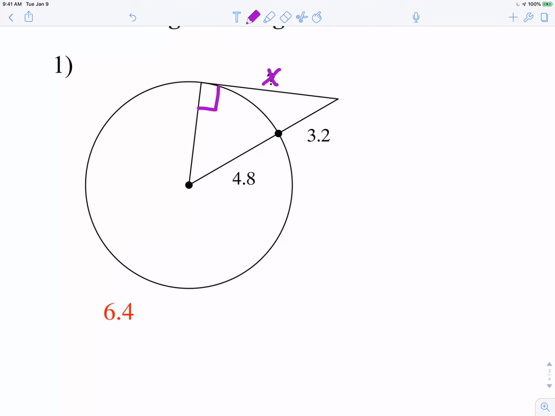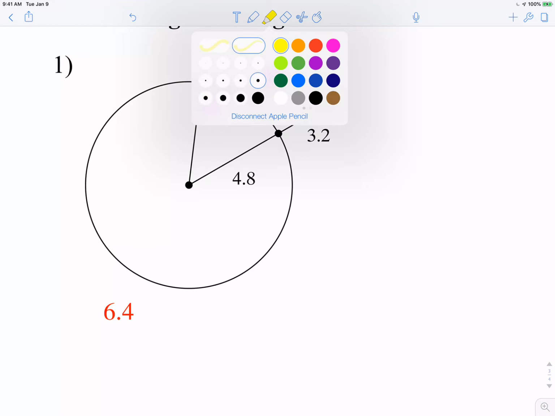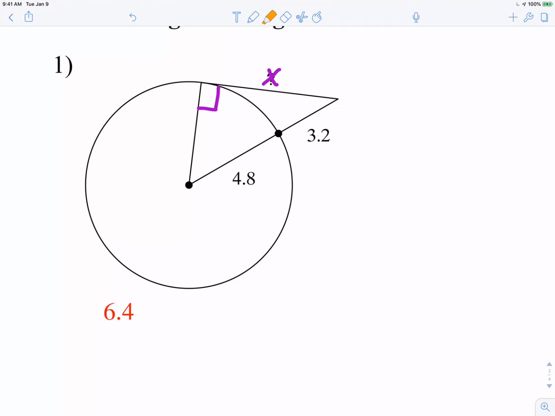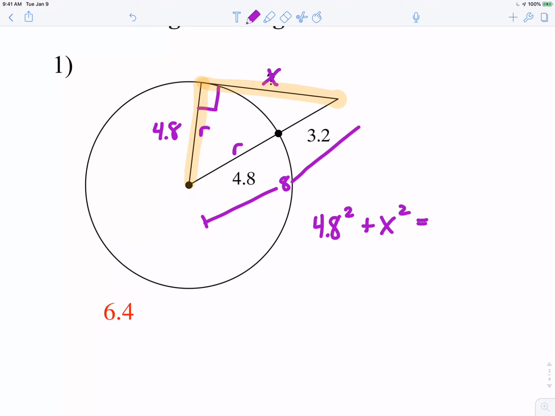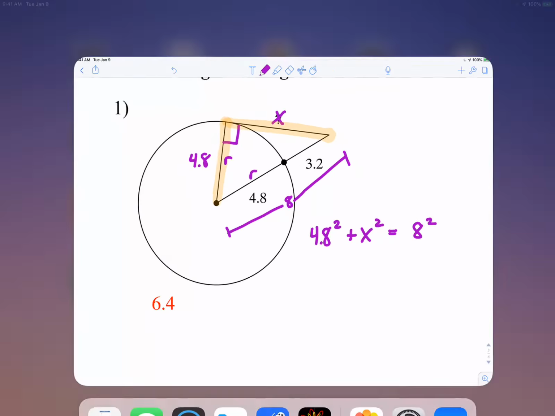So if I want to solve for the side lengths for x, I do leg squared plus leg squared. So this first leg is 4.8, and the reason is the radii are the same length. Those are both radii. So I do 4.8 squared plus x squared equals, and then the length of this entire hypotenuse is 8. So equals 8 squared.